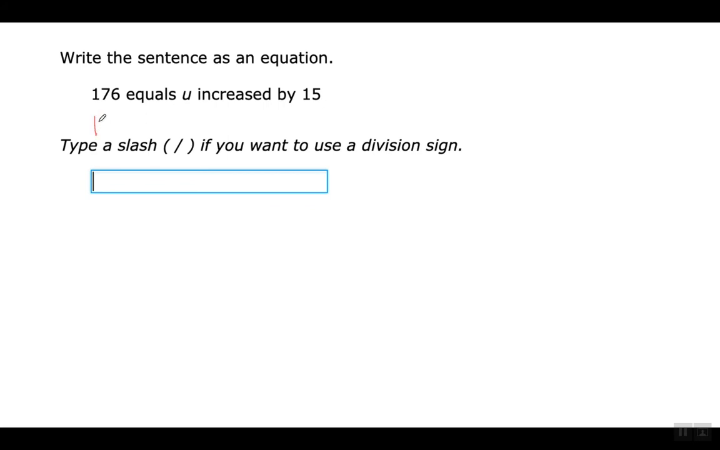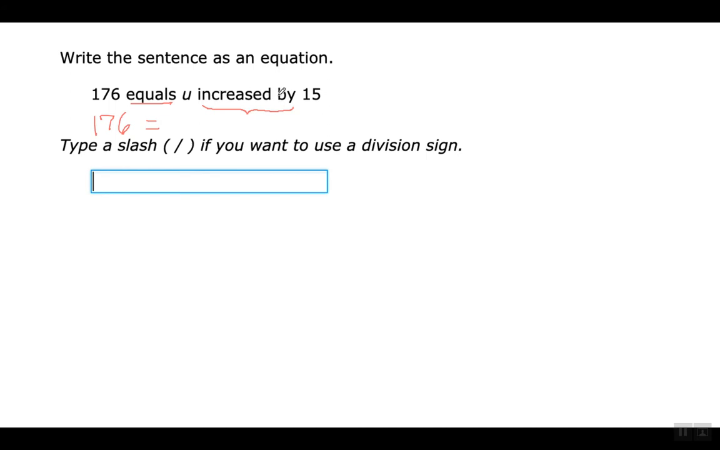176 equals 176 es igual a you increased by 15. Increased by, that means you gotta add. If you have $10 and I increase what you have by 15, you would have $25. You don't multiply, because if you multiply, you'd have $150. So increased by means add.